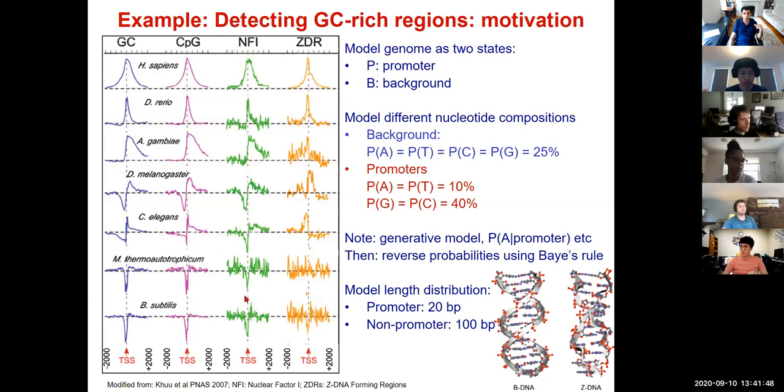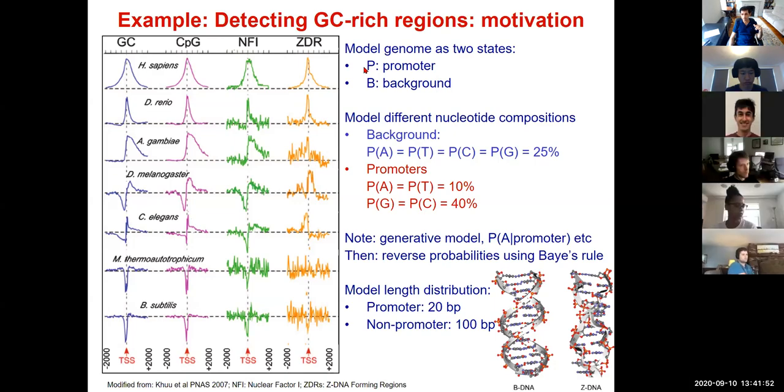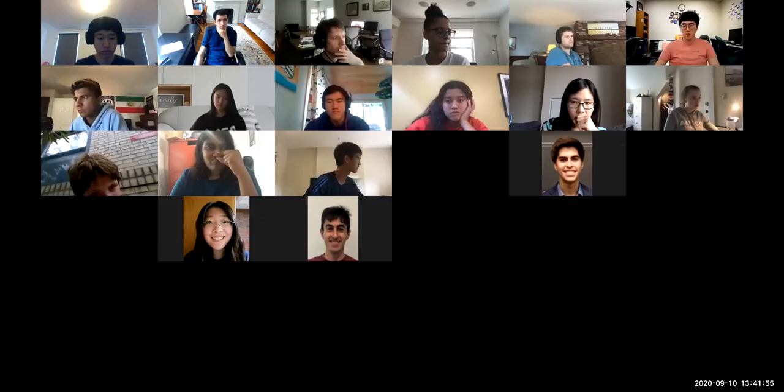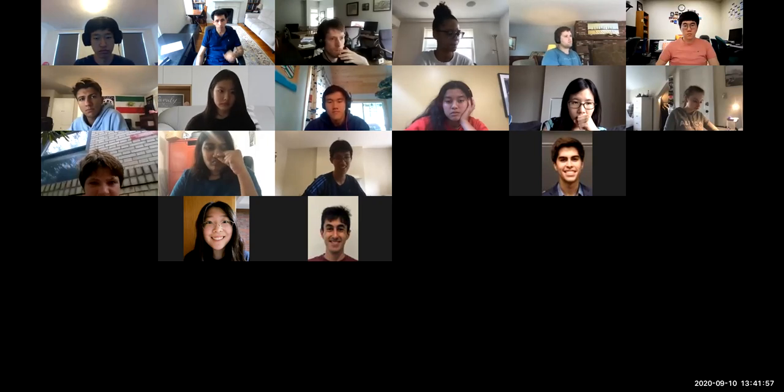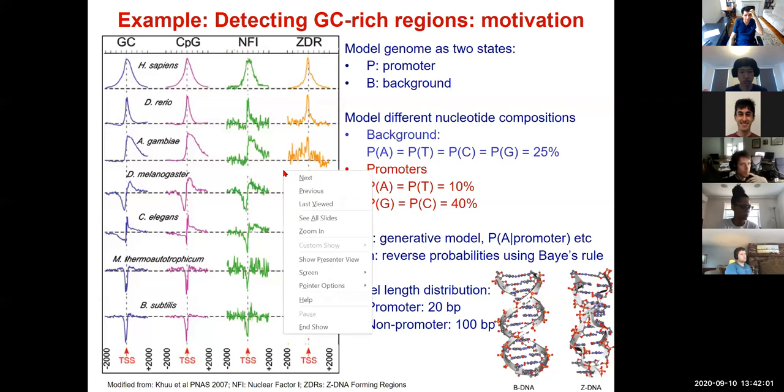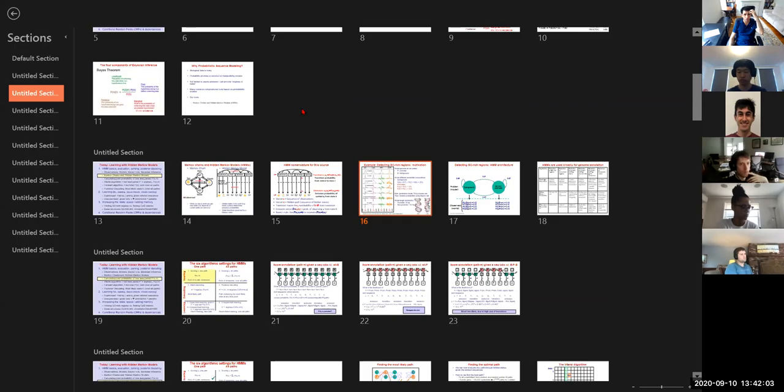And then Joe, you have a question. Why don't you go ahead? Yeah, so I was just wondering how you learn the transition matrix parameters, like that 20 base pair transition thing. Yeah. So this new species? Yeah. So this is exactly what we're going to do when we get to the learning.